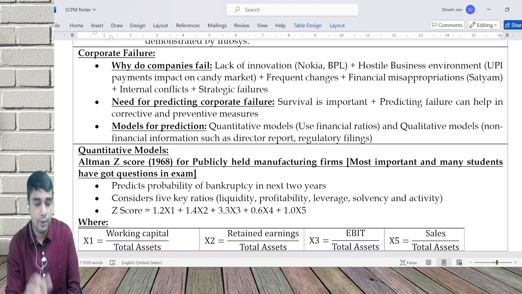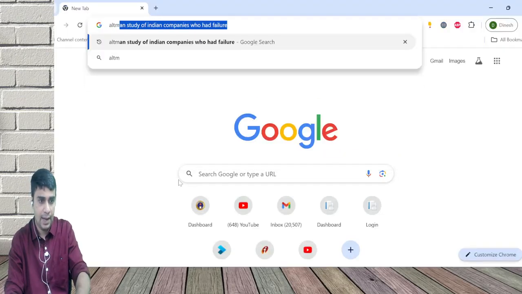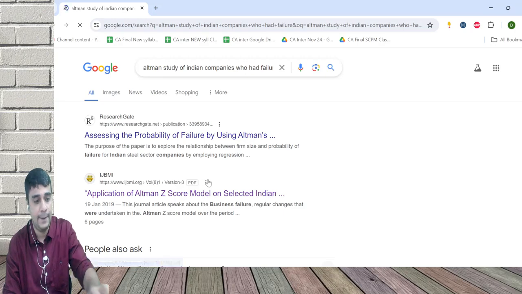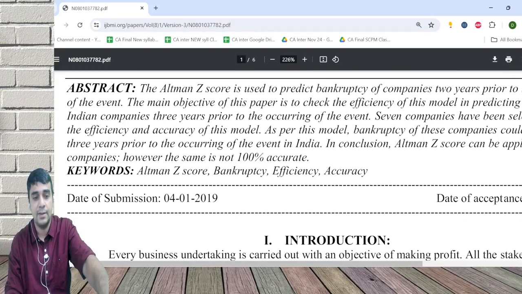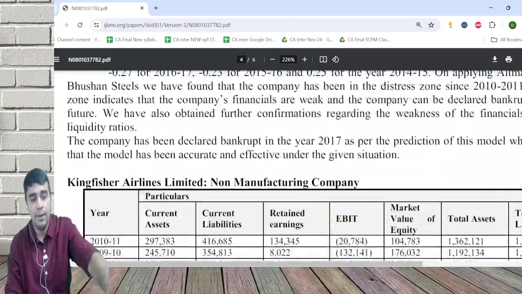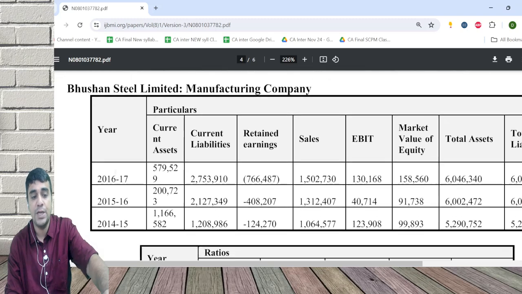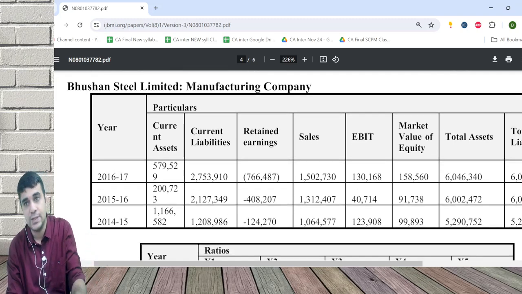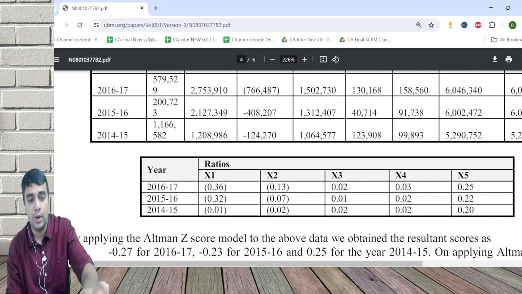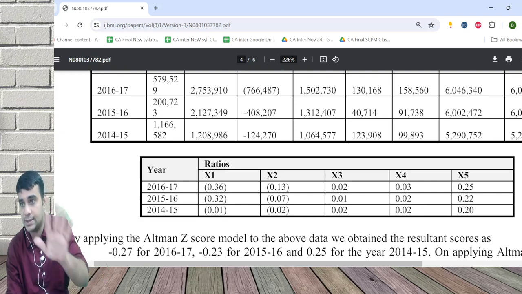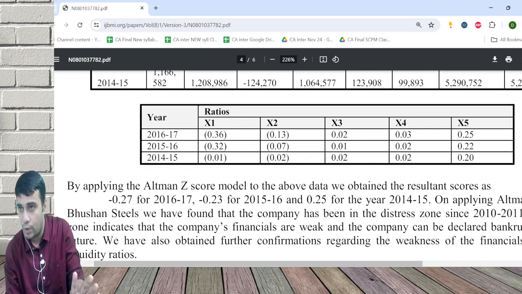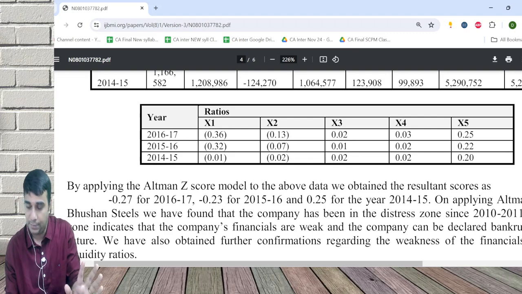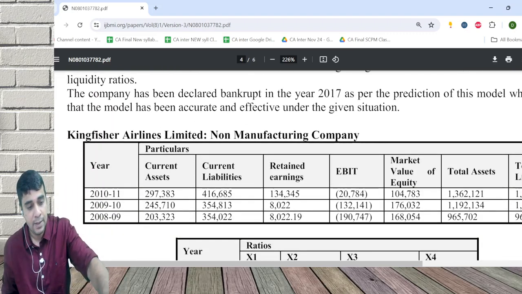Yesterday only I was reading about it. Okay, let me show if I can. Altman study of Indian companies who had failure. Selected Indian companies. This was an Altman model. It predicted Bhushan Steel will fail by using a score x1, x2, x3, x4, x5. You'll understand calculating all this. It gave an overall score. Methodology we'll understand in some time. One example is Bhushan Steel.